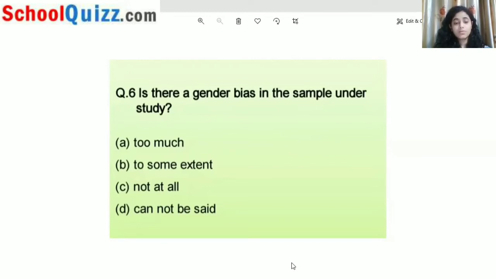So now we'll see the difference between the discursive and factual passage. Let me just increase the font size for you, so it will be easily watchable. Shall I increase more? Cool. Now I think it is clear. So what we are going to see is the difference between the discursive and factual passage.